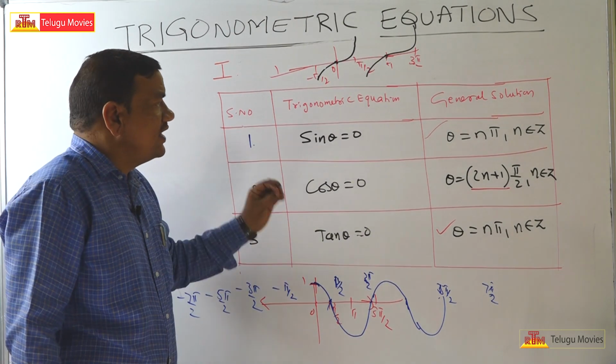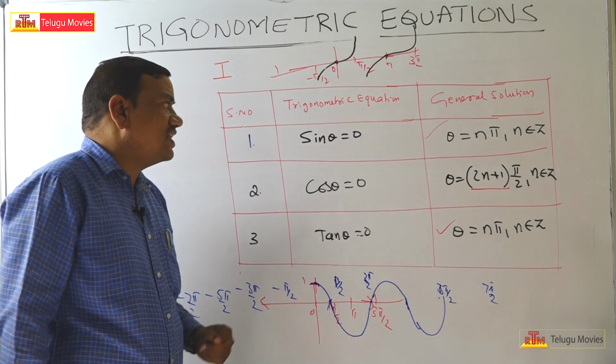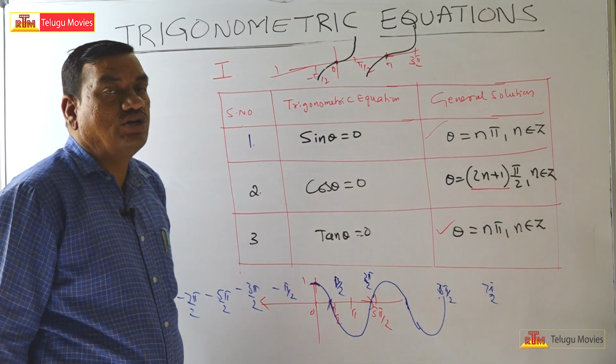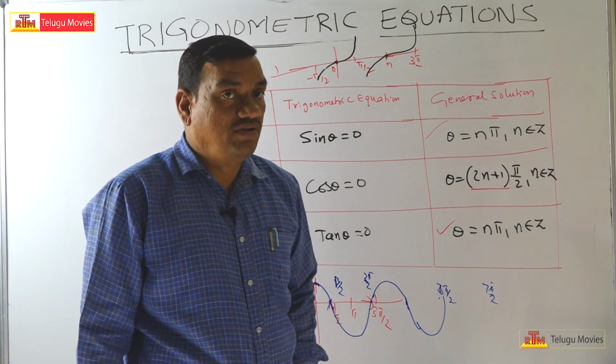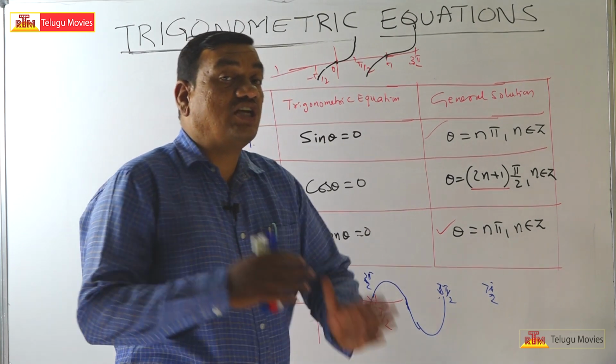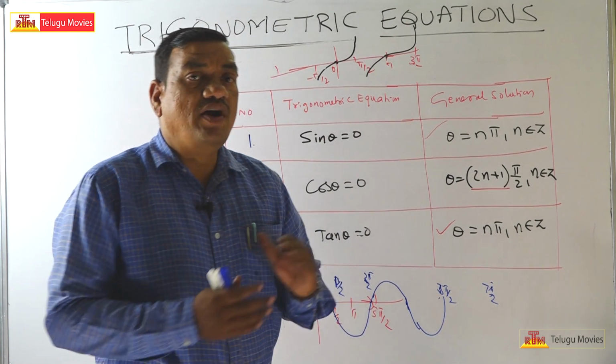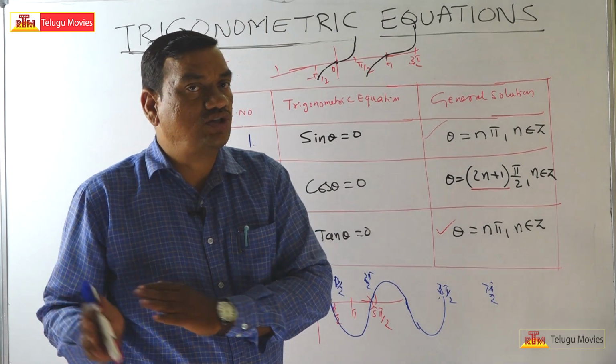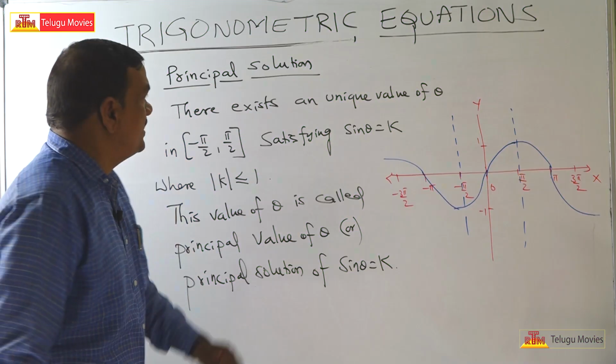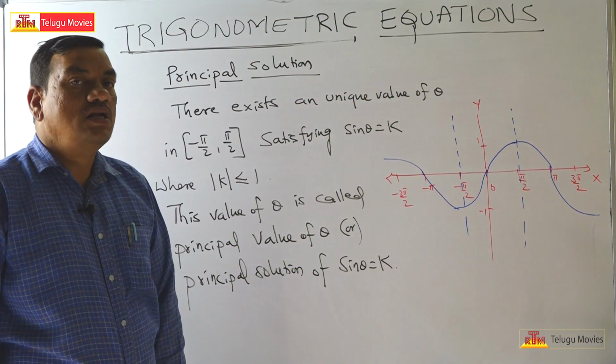Okay. Now let us see that. I have told the general solution. There are two types of solutions for every trigonometric equation. One is a principal solution, another one is a general solution. What is a principal solution and what is a general solution? Let me explain. Let us see what a principal solution is.